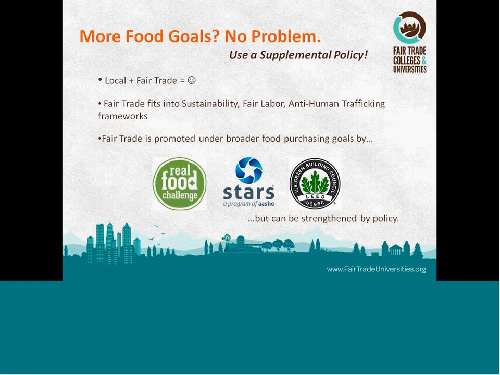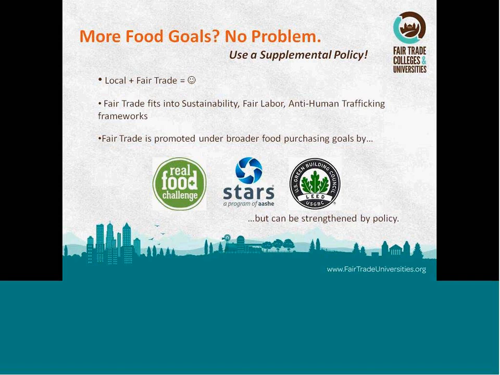And fair trade is also promoted under these broader food and sustainability purchasing goals by the organizations you see here, the Real Food Challenge, the STARS program of AASHE, and the LEED standard. But with these programs, you don't necessarily know that your campus is buying all fair trade, or they might not actually be buying fair trade at all, because they might be earning points towards the program with other kinds of purchasing or other kinds of sustainability actions.